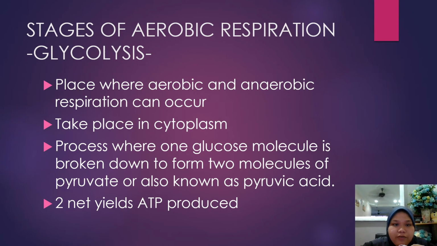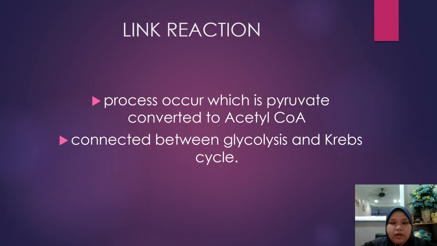Next, I will go to the first stage of aerobic respiration, which is glycolysis. Glycolysis is where anaerobic and aerobic respiration can occur, and it takes place in the cytoplasm. It is the process where one glucose molecule is broken down to form two molecules of pyruvate, also known as pyruvic acid. This produces only two ATP. Before entering the Krebs cycle, there is the link reaction, where pyruvate is converted to acetyl CoA, connecting glycolysis and the Krebs cycle.